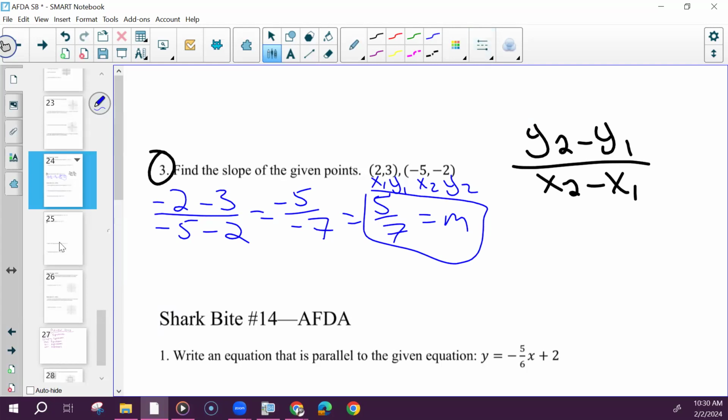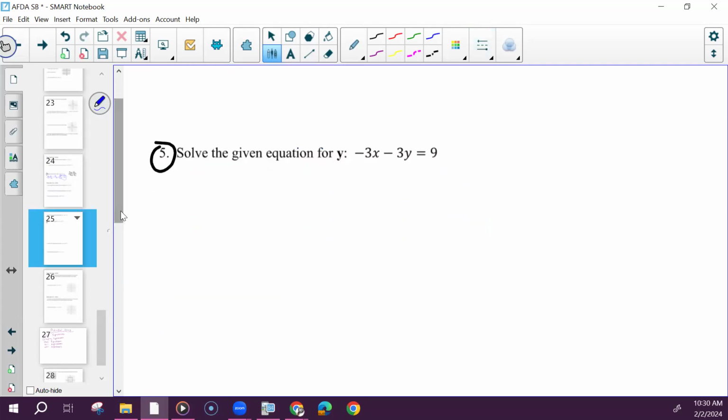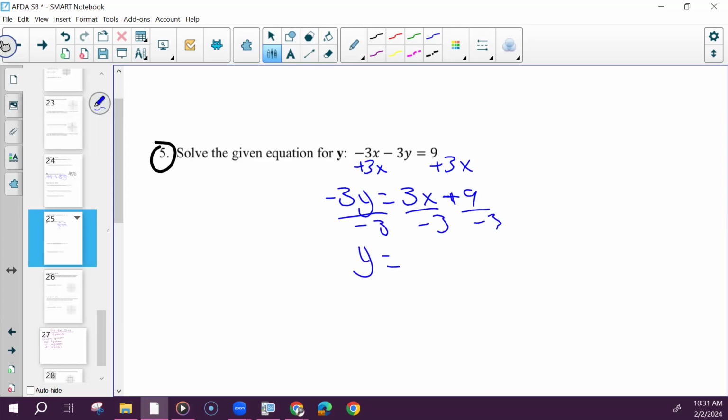Number 5. Solve the given equation for y. So this is just our literal equations again, getting this back into y equals mx plus b. So get rid of your x term by adding it to the other side. Switch the order of these, so we have 3x plus 9. And divide everything by negative. So that y equals -x minus.